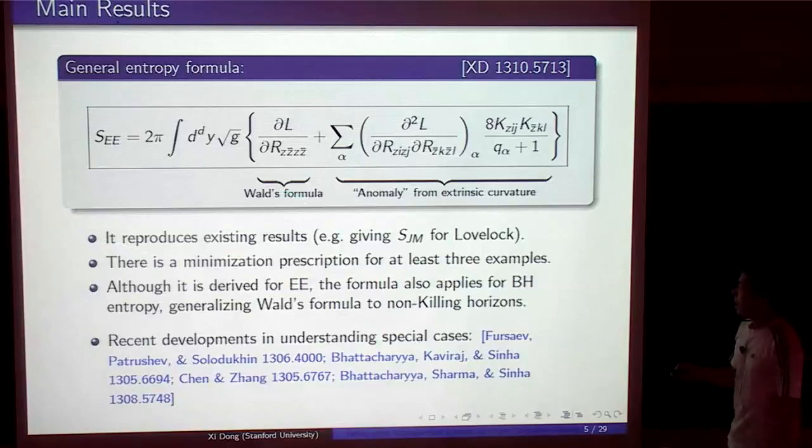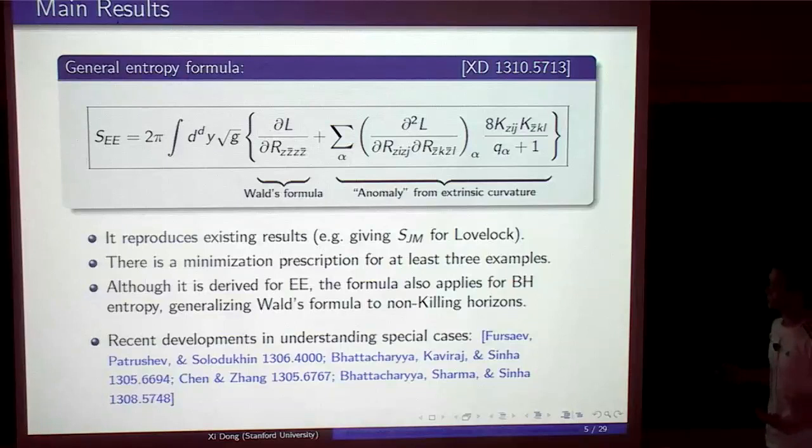It reproduces the existing results. For example, it does give back exactly the Jacobson-Myers proposal for Lovelock gravity, and also it has a minimization prescription, at least for three non-trivial examples.